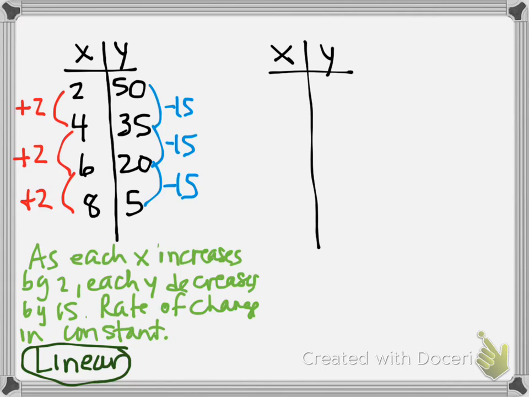Okay. Second set of data. 1 and 1, 4 and 16, 7 and 49, 10 and 100. So take a moment. Write it down, and do the math in between them.